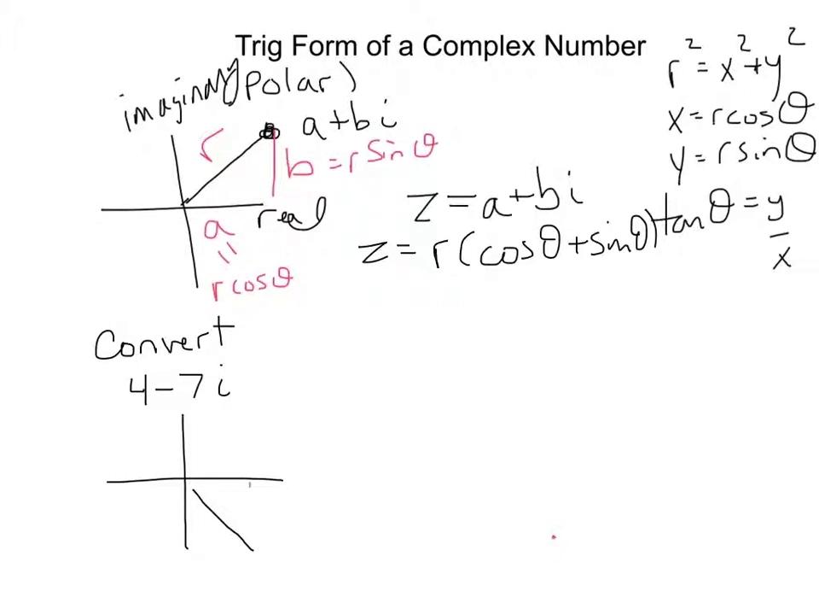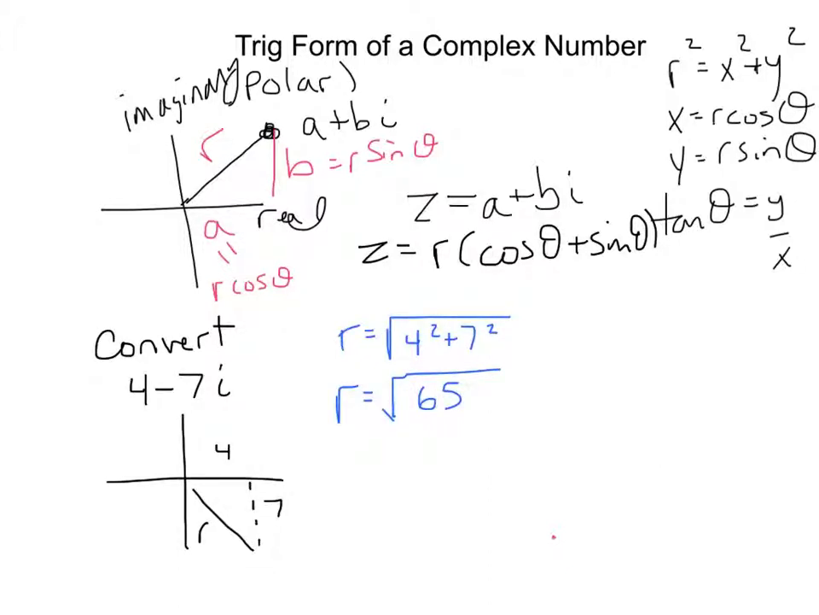And I would think of it as a triangle. So it's 4 this way, 7 down. And what we're going to do is find this, which is the r value. So now remember, r equals the Pythagorean theorem. So r equals the square root of 4 squared plus 7 squared. So we're going to crunch that out. So r equals root 65.